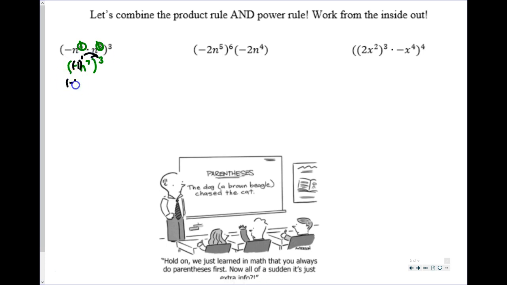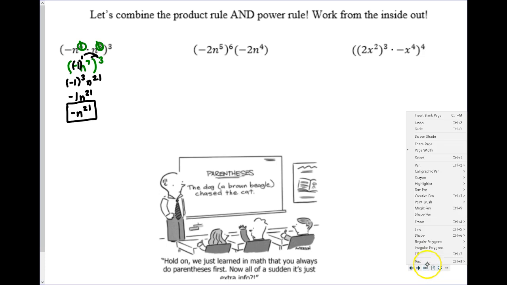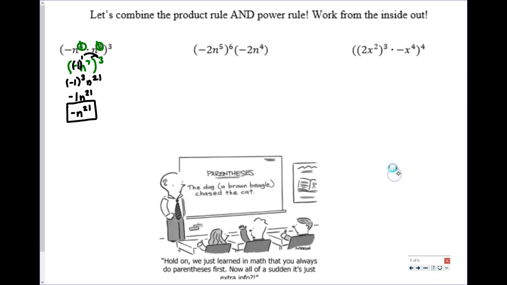So I have a negative 1 inside of here. 1 times 3 is 3. 7 times 3 is 21. And then negative 1 to the 3rd power is just negative 1. So I get negative 1 to the 21, and the best way to write that is like this. Okay? Alright, so far so good. Let's try the second one. The second one, I'm going to look what's inside the parentheses.